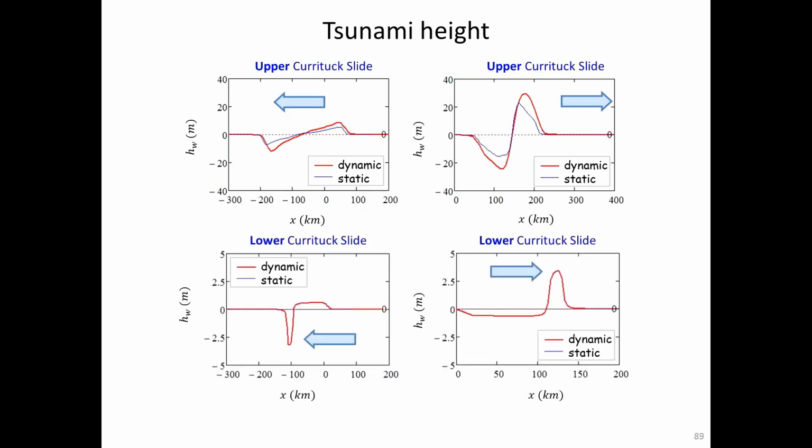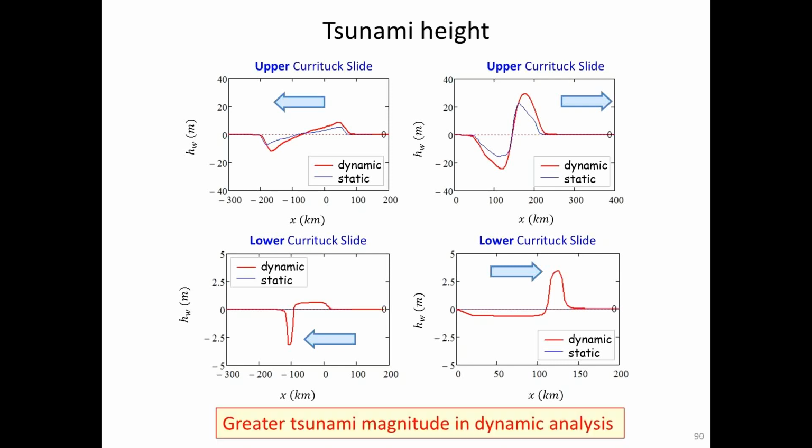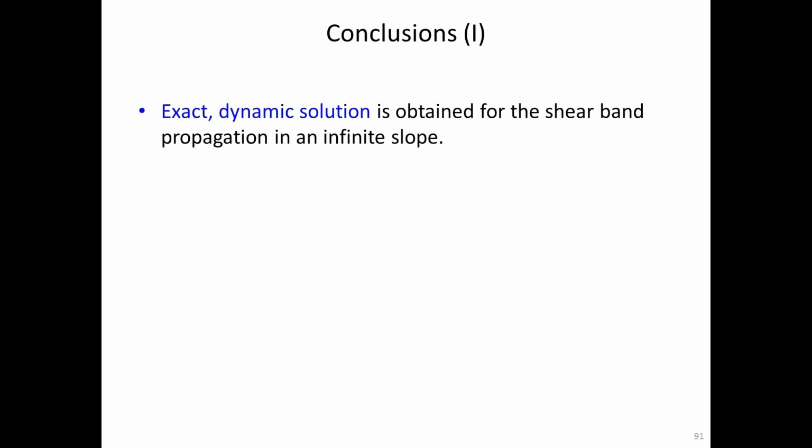A little more interesting thing was the lower Kurituk slide. In the lower Kurituk slide condition, the analysis could estimate some wave speeds and wave heights, about 3.5 meters or something like that. But in the static condition, the wave was not really generated at all, and the lower Kurituk slide did not actually move from the original position. So we can say that the tsunami magnitude is typically greater in dynamic analysis.